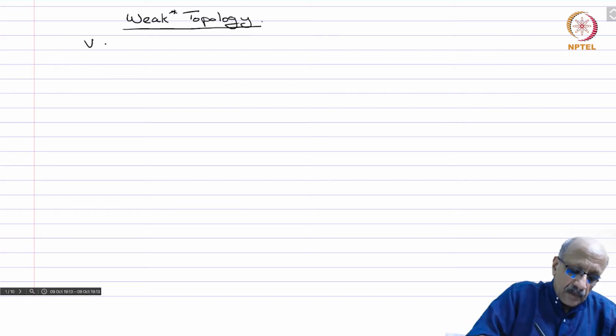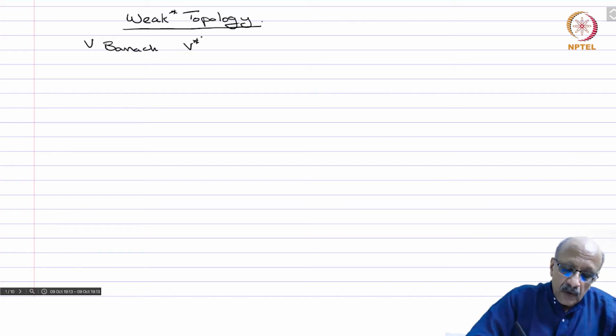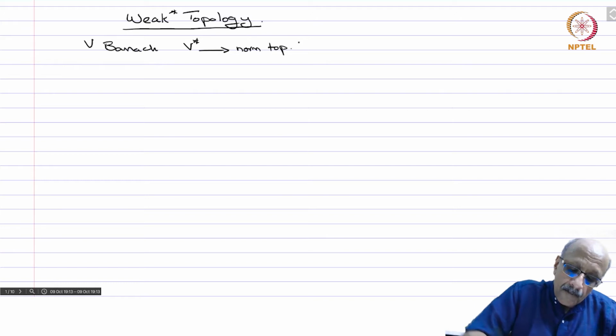We will now discuss the weak star topology. So V is a Banach space and V star is the dual space. On V star, you already have the norm topology. V star is a Banach space, we also have the weak topology.